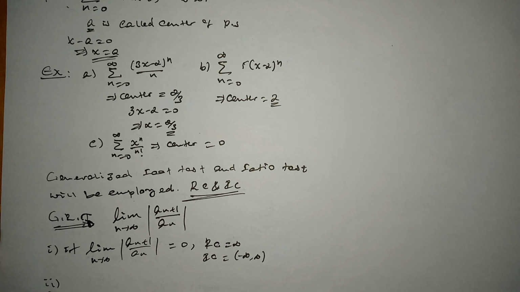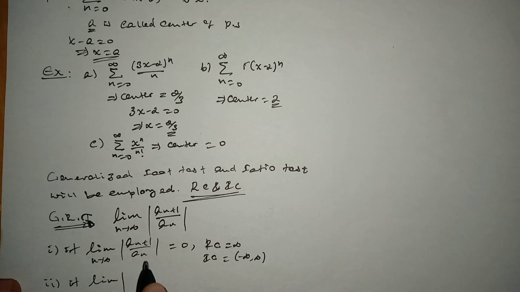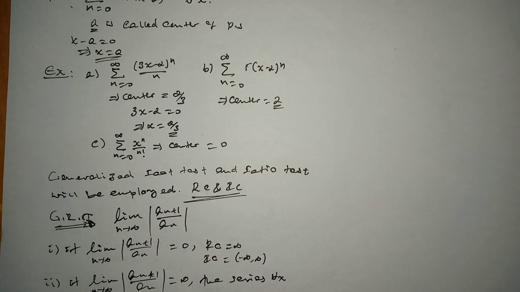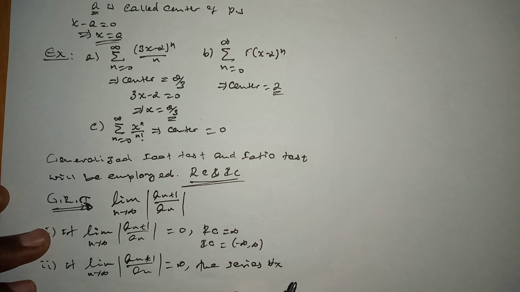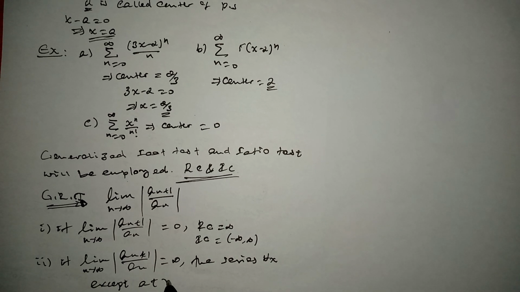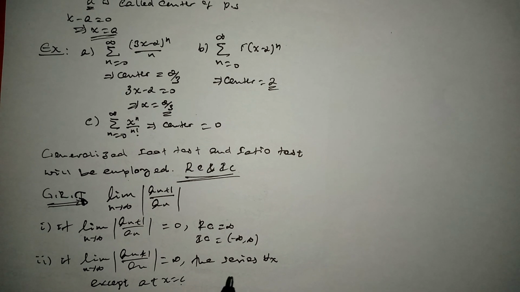And the second case is: if this generalized ratio test limit of a_(n+1) over a_n as n goes to infinity is equal to infinity. What will happen if the result of our limit becomes infinity? Then the series diverges for all x except at one point, which is the center of the given series, except at x equal to c. Here c means the center of the given series.